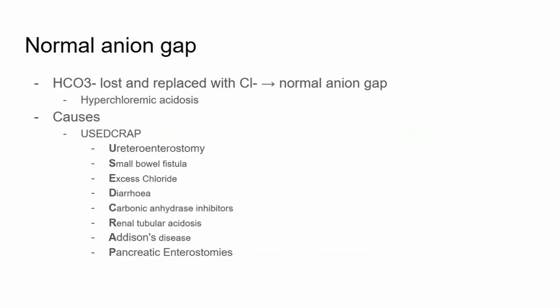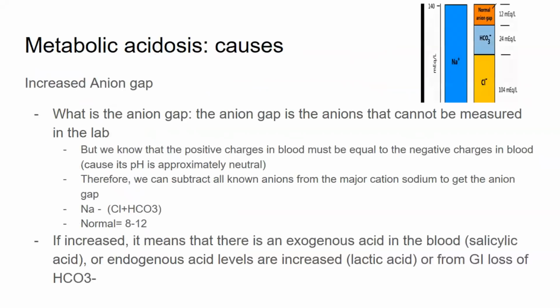So if we go back to this picture in the top right corner, even though you're losing bicarb, so bicarb might drop to 16, if it's still being buffered by chloride, then there will be no anion gap. But when you have a look at the blood values, you'll notice that there's a decrease in bicarb. So you can still say it's a metabolic acidosis, but there'll just be no anion gap.